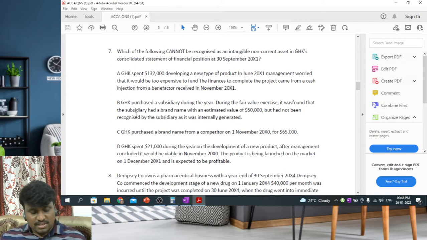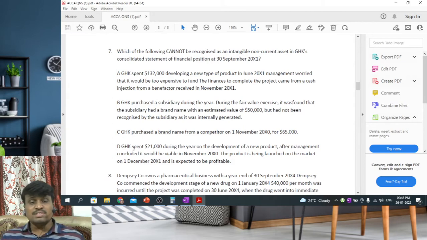GHK purchased a subsidiary during the year. During the fair value exercise, it was found that the subsidiary had a brand name with an estimated value of $50,000, but it had not been recognized by the subsidiary as it was internally generated. Second, GHK purchased a brand name for the company. This is the purchased brand, so we have to consider it as an intangible.